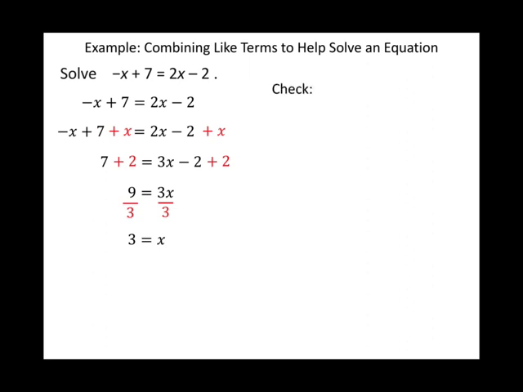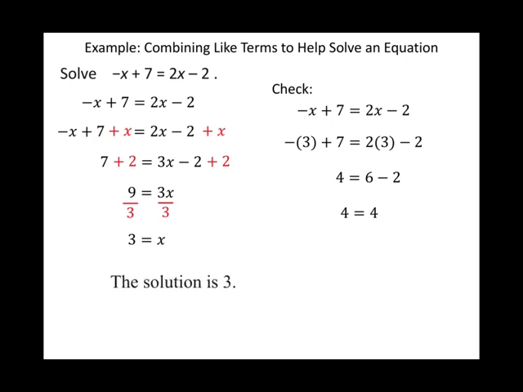Okay, check your work. Plug back into the original equation. Negative 3 plus 7, that will be equal to 4. And this is going to be 3 times 2 equal to 6. 6 minus 2 here. So 4 equal to 4. And this is going to be the true statement. So the solution is 3.